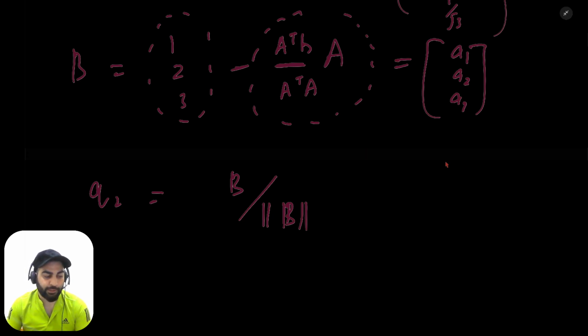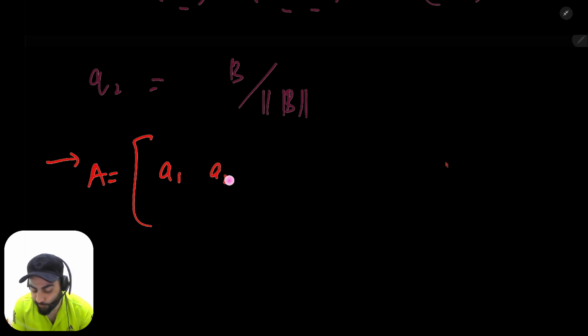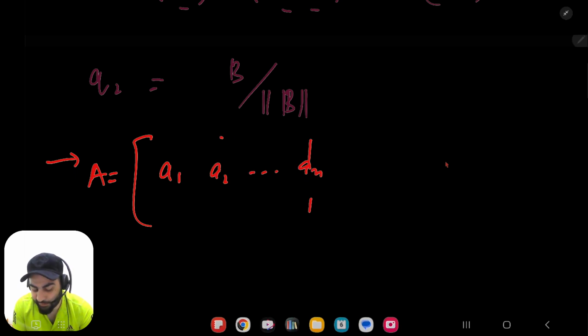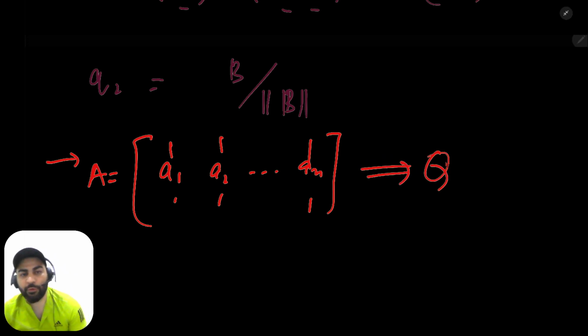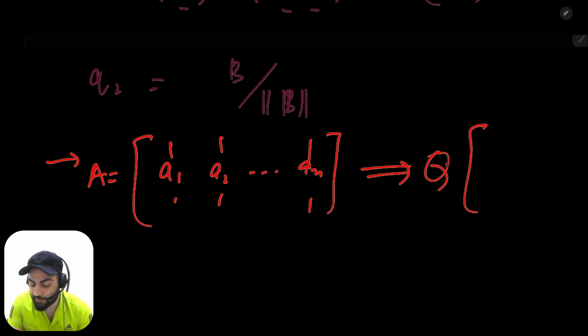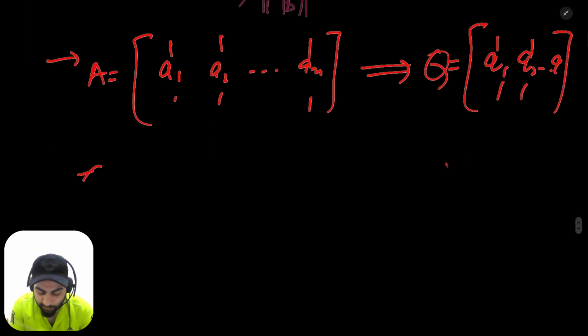Okay. Now we have to generalize it. Let's suppose we have a matrix A in which we have a1, a2 till an, something like this, and we want to convert it into Q such that the columns in there are orthonormal. So what should we do? Step one: take this a1 as it is.